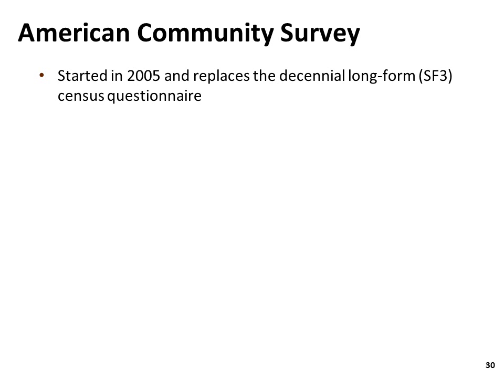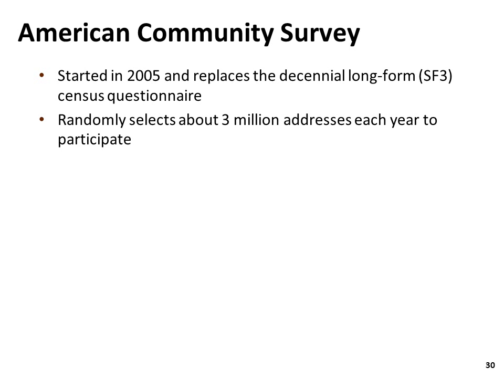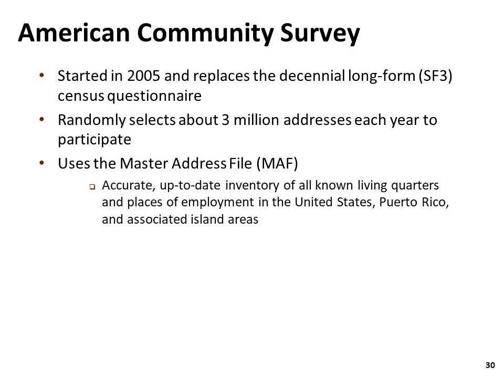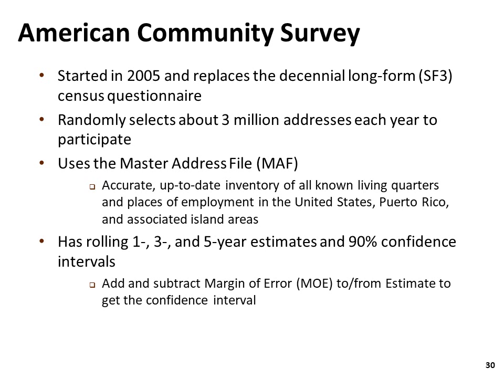The American Community Survey was started in 2005. This replaces the decennial long form of the SF3 census questionnaire. They randomly select about 3 million addresses each year to participate. They use the Master Address File, or the MAF. This is an accurate, up-to-date inventory of all known living quarters and places of employment in the United States, Puerto Rico, and associated island areas. It has rolling 1, 3, and 5-year estimates and a 90% confidence interval. Add and subtract the margin of error from the estimates to get the confidence interval.